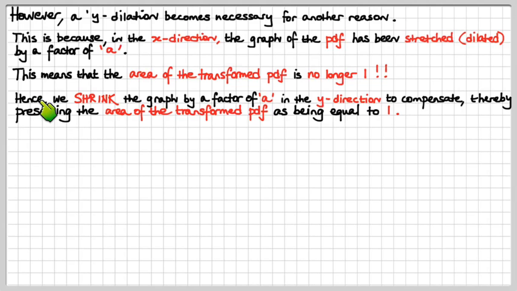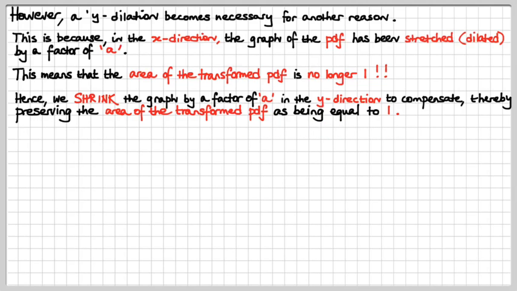So what we do, we have a little strategy, an ingenious strategy to fix this problem. We have to have the area under a PDF equal to 1, otherwise it's no PDF anymore. Because we've just stretched the x dimension by a factor of a, we shrink the graph by a factor of a in the y direction to compensate. We squash it, push it down, and shrink it by a factor of a, thereby preserving the area of the transformed PDF as equal to 1.